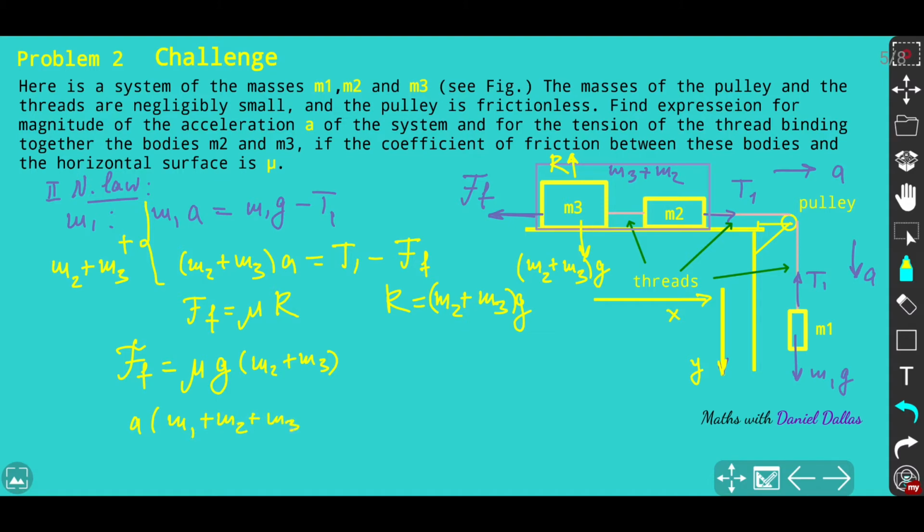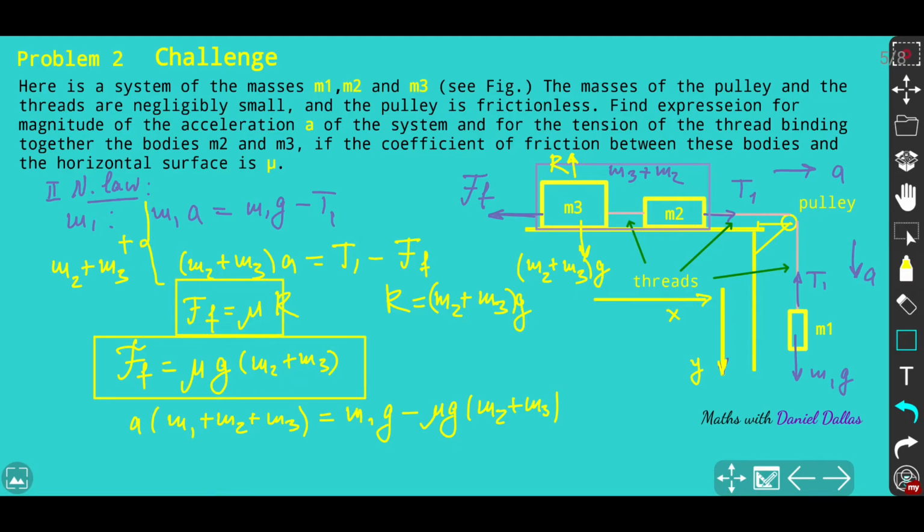On the right side, T1 will be cancelled everywhere, and there will be M1 g minus mu g times the total mass m2 plus m3, because instead of friction force we plugged in this expression. I even set up the frame so that you understand how this works. Basically we add up two equations, 1 and 2.